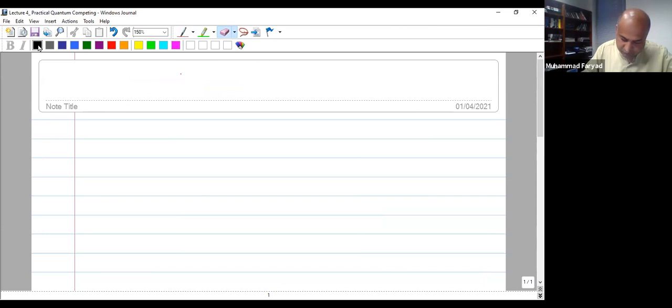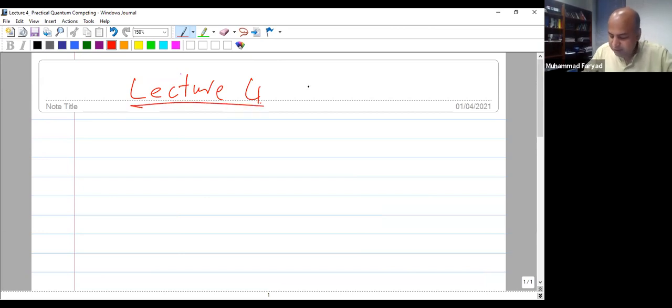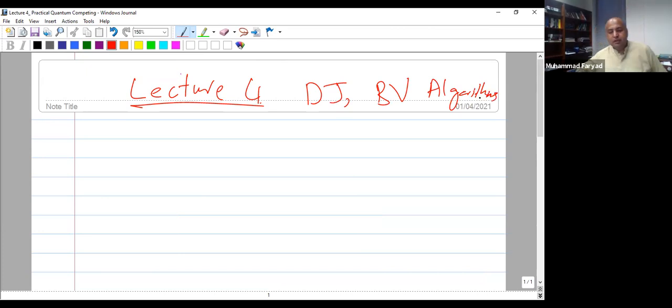lecture number 4. And our main focus today is going to be on the Deutsch-Jozsa algorithm and the Bernstein-Vazirani algorithm. So the importance of these two algorithms is that they are extremely simple and they do a task that is perhaps not very practical, and it's very hard to think of any practical use for them, but they show the advantage of quantum computers over classical computers right away.